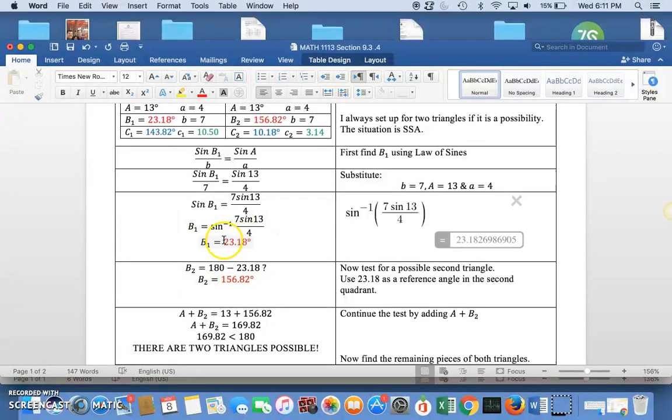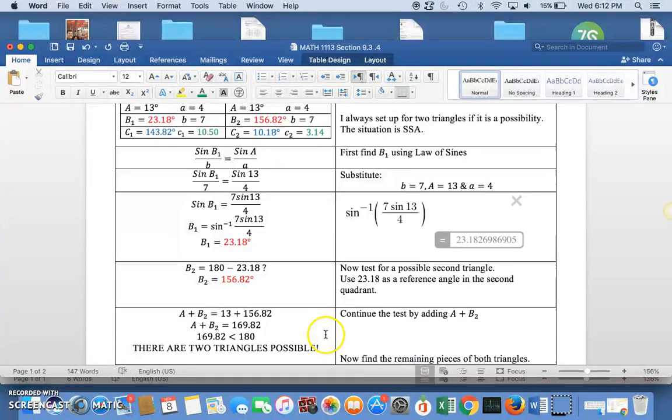So if we take that 23.18 and subtract it from 180, we get 156.82. To test to see if that actually works, you were given an angle of 13. You take the 13 and add it to the 156.82. That gave me 169.82, and that is actually less than 180. If that is less than 180, that leaves the possibility of a third angle to make your triangle. So there are two triangles. So we've got B1 and B2 now.